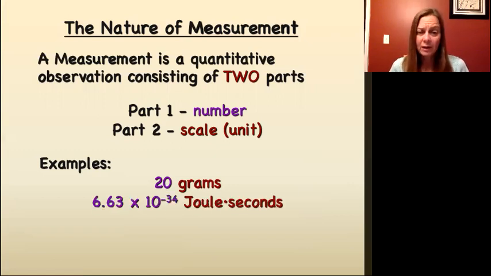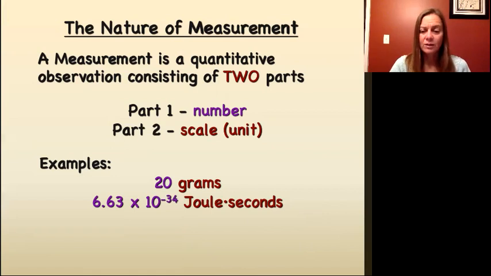We might have a more complicated unit, like a joule times second. So we have 6.63 times 10 to the negative 34th joule seconds. So we have a number, a really, really tiny number in this case, and a unit. And this is a complicated unit. It's an extrapolated unit, so joule seconds.